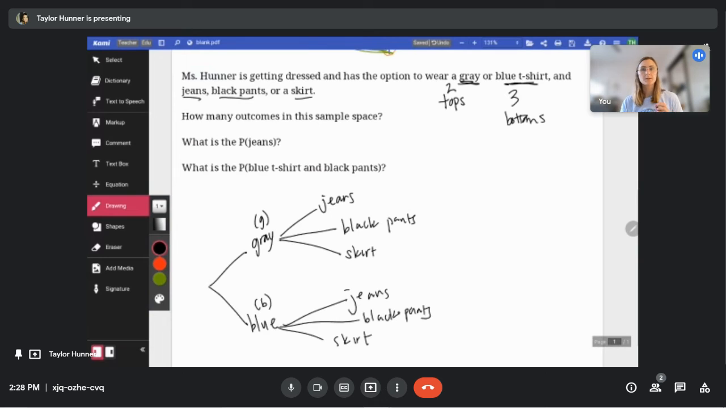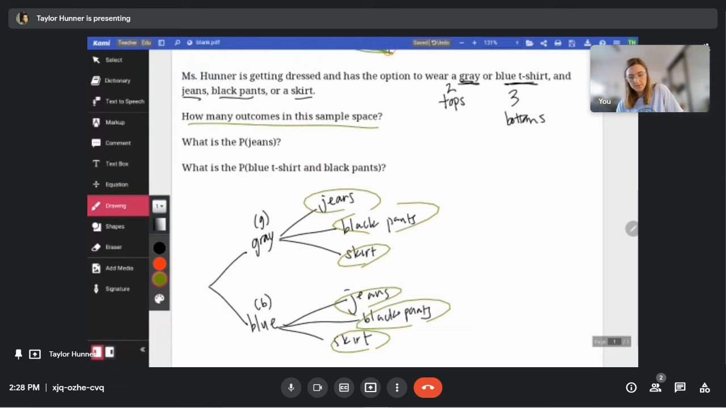So how many outcomes are in this sample space? This would be a really good time to pause the video and go ahead and try these next 3 questions on your own. When it asks how many outcomes, remember, we're going to make sure and look at the very last row. So in this case, I have 1, 2, 3, 4, 5, 6 options here. So there could be 6 options here. The other shortcut way of doing this is that, remember, we have 2 tops and 3 bottoms. Well, 2 times 3 is also going to be equal to 6.